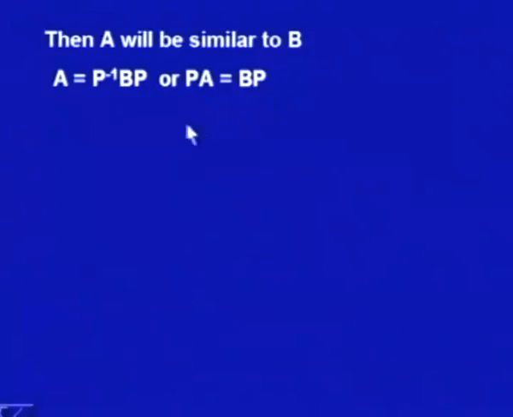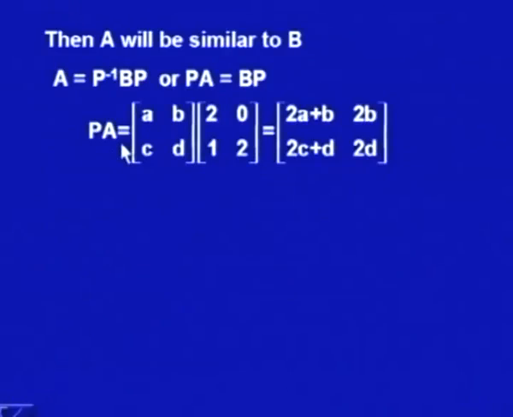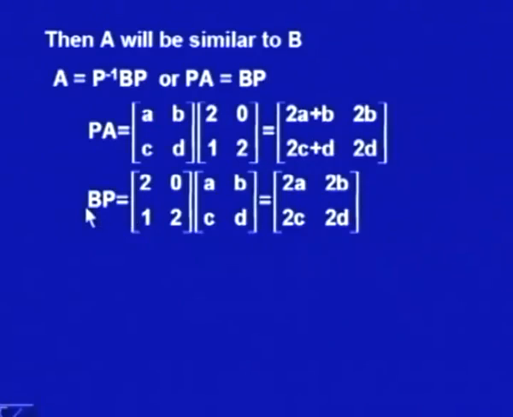is equal to BP. So, we first calculate what is PA. I have assumed P as ABCD and A is given to me as this. So, let us multiply them. So, it is 2A plus B and 2B, and this multiplication will give me this row, and PA is this 2 by 2 matrix. Similarly, I calculate BP. So, B is given to me as this matrix and ABCD I have assumed as this. Get this product, and this product comes out to be this.